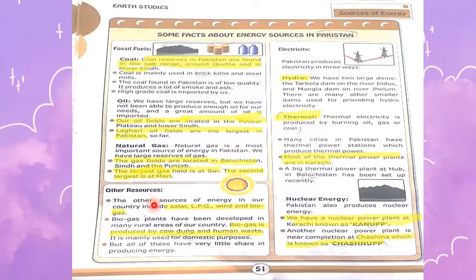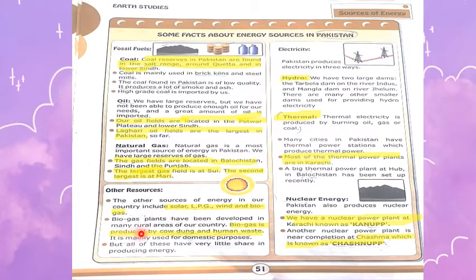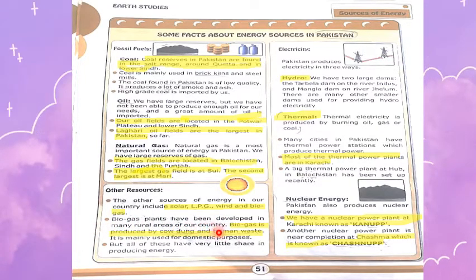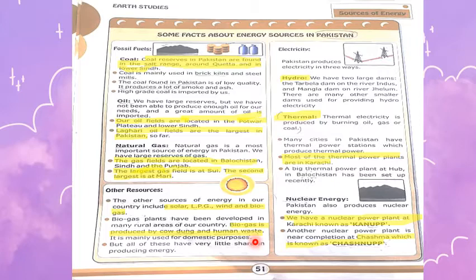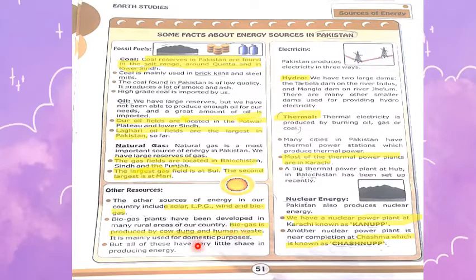Other sources are here where you can see wind energy is used, solar energy is used, biogas is used. What is this biogas? Biogas plants have been developed in many rural areas of our country. Biogas is produced by cow dung and human waste. It seems very strange that biogas is beneficial for us, and from what kind of things is it made? It is made from cow dung and human waste.